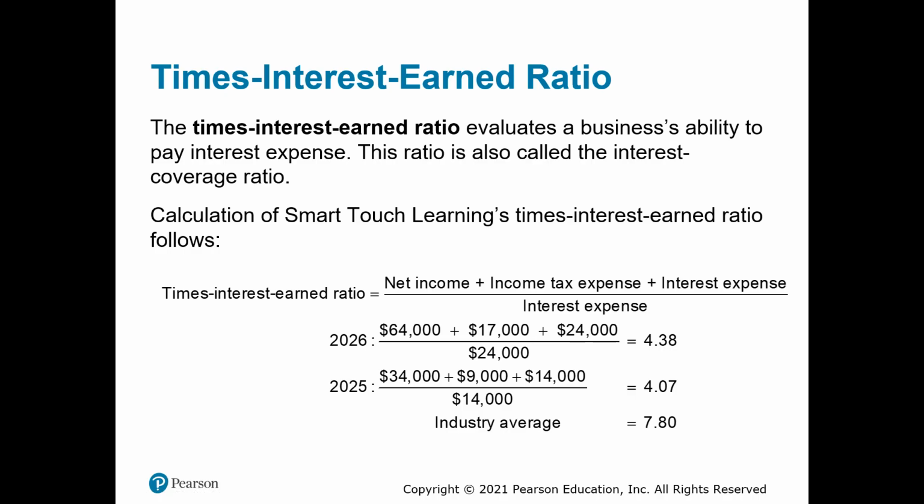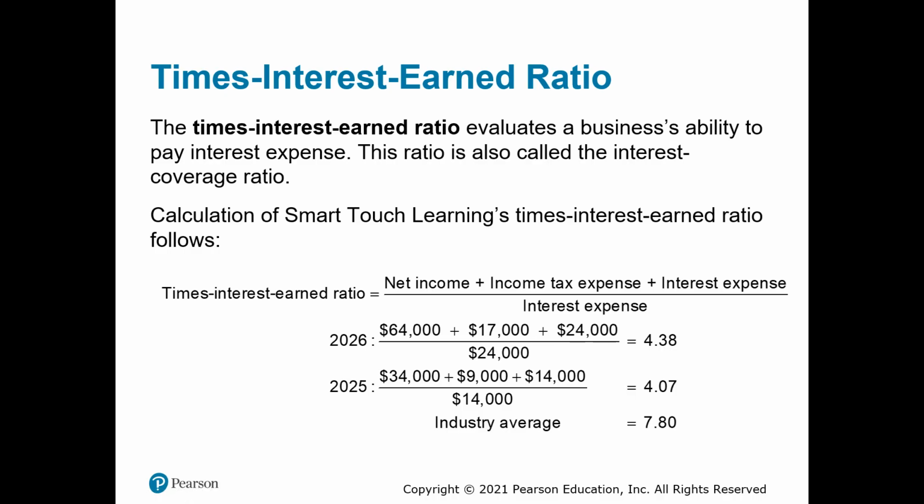And what does that mean? That means at the time that we had to pay interest, we had enough income to do so 4.38 times. You want, in this case, for the sake of safety of being able to pay your interest payments, you want this number to be as high as humanly possible. So we are quite happy that it increased from 4.07 to 4.38, but we're nowhere near the industry average.